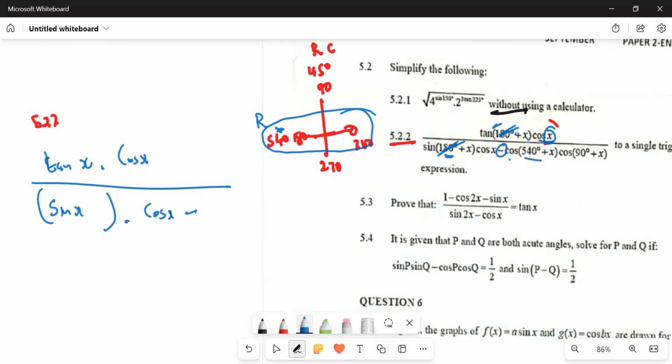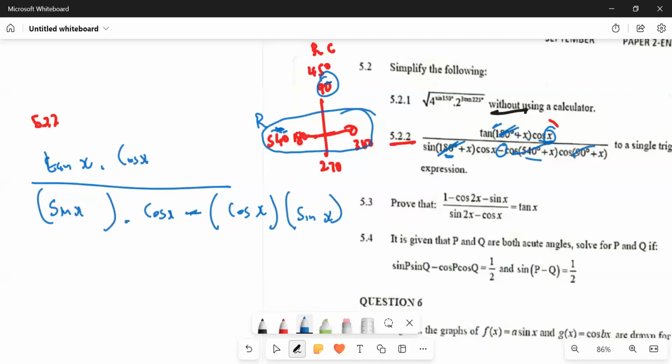Okay, 540, where do you find 540? You find it on the horizontal line. Does 540 reduce and change, or reduce only? It reduces only. So 540 is gone. Put it inside the bracket here, and you are going to be left with cos of x. Then you close your bracket and open another bracket. 90, remember, 90 reduces and changes. So what are we going to have here? Sine of x.